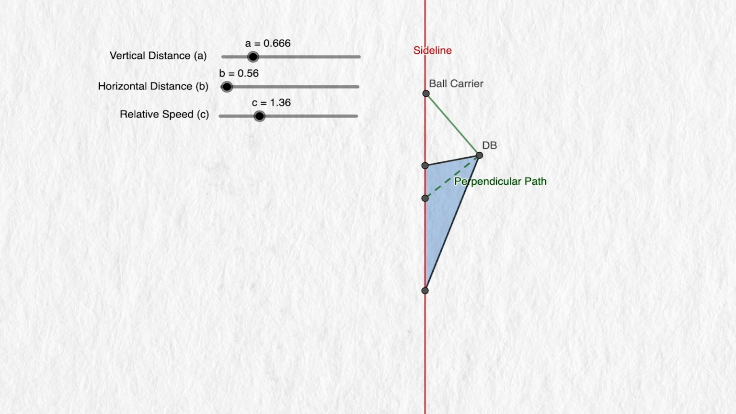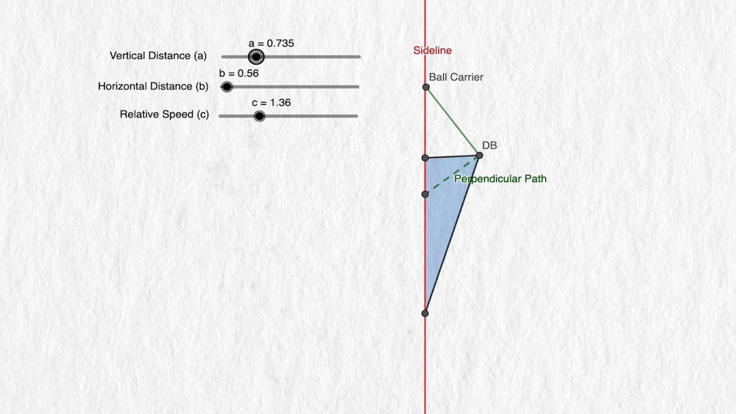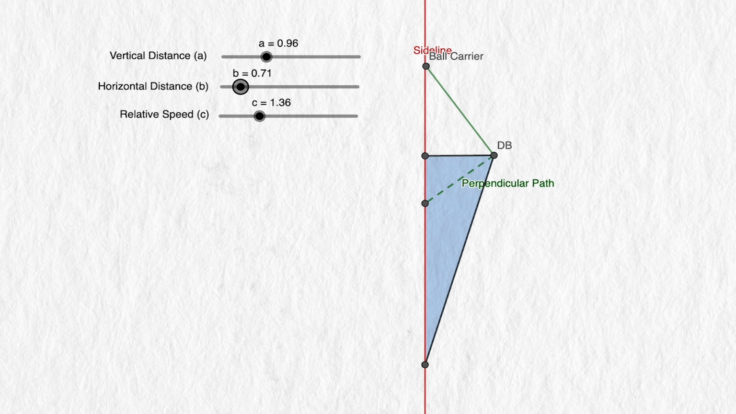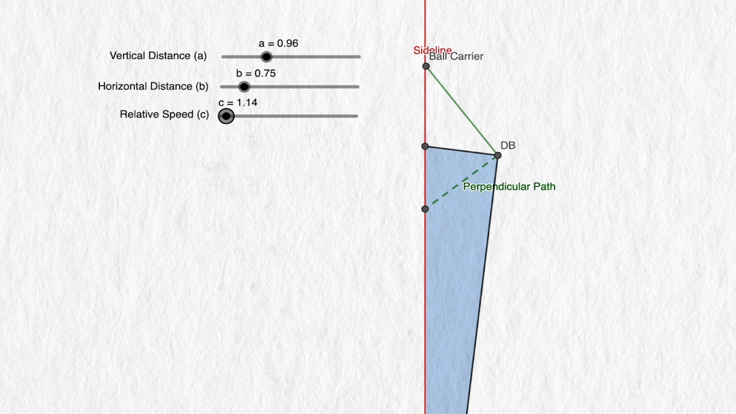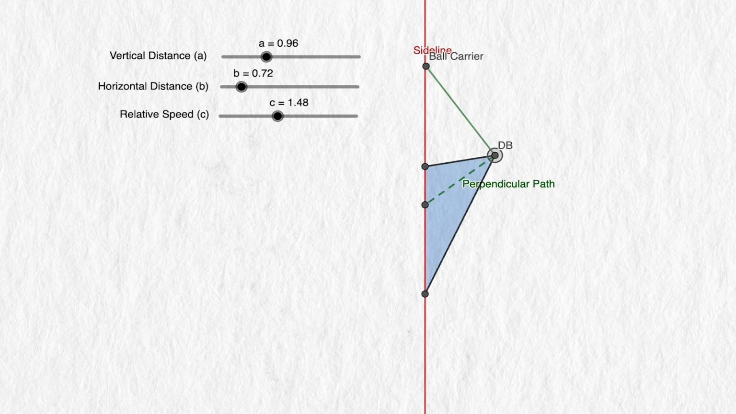Here's one thing that might convince you that this claim is correct. In this animation, we have all possible angles the DB could take to make the tackle. We also have the perpendicular path. Notice that the perpendicular path seems to always stay in the interval of possible angles. This is quite a claim we're making, and a visual justification still might not convince you. So we provided a mathematical justification in another video linked below.